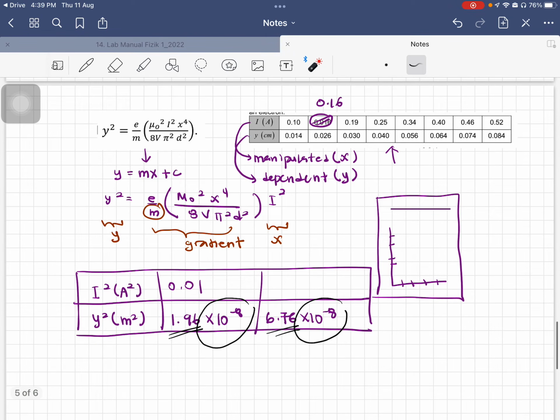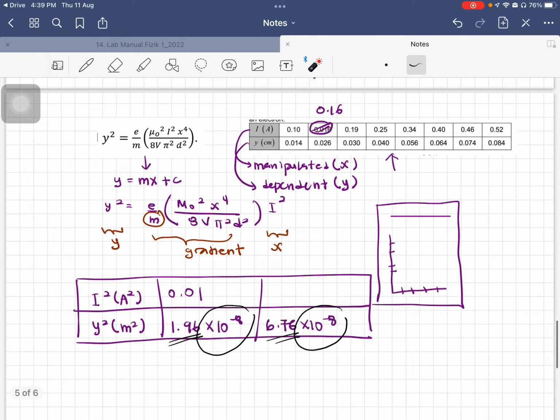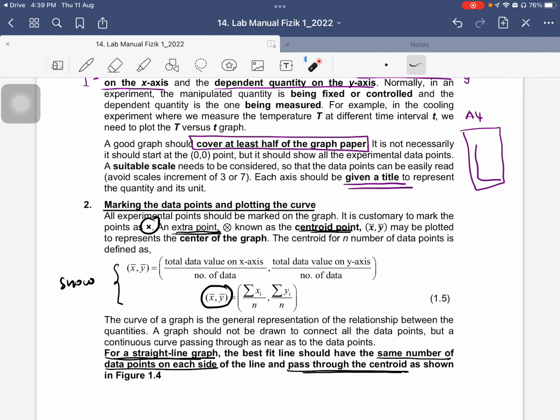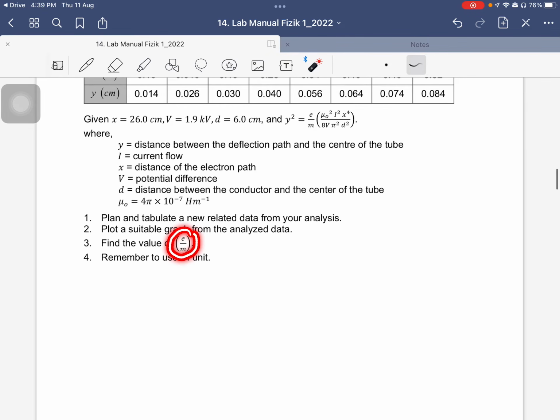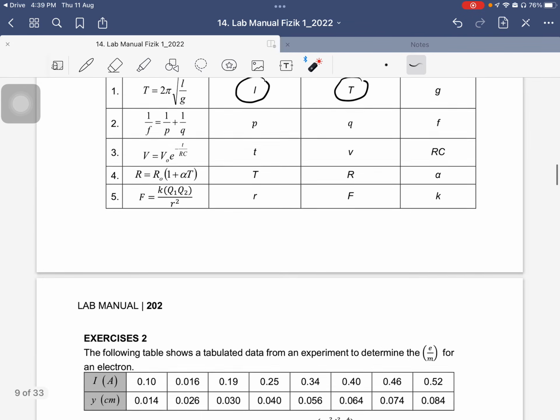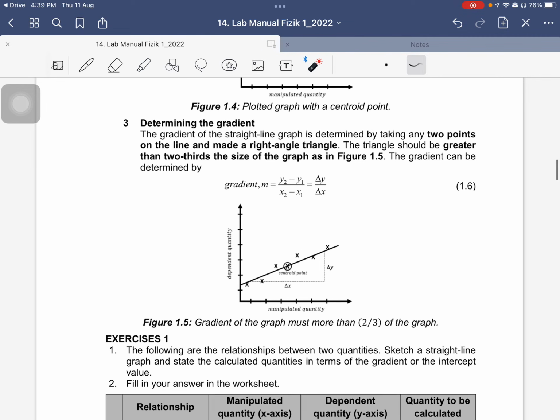Right? Next, we want to find what the question asks you. Let's see. Looking here, the question asks you to find this. To find this, you need to find the gradient in the graph. So how to determine the gradient? First of all, you need to choose 2 points on the line and make a right angle triangle. This triangle should be greater than 2/3 of the graph. More than 2/3 of the graph. You need to choose a bigger triangle.